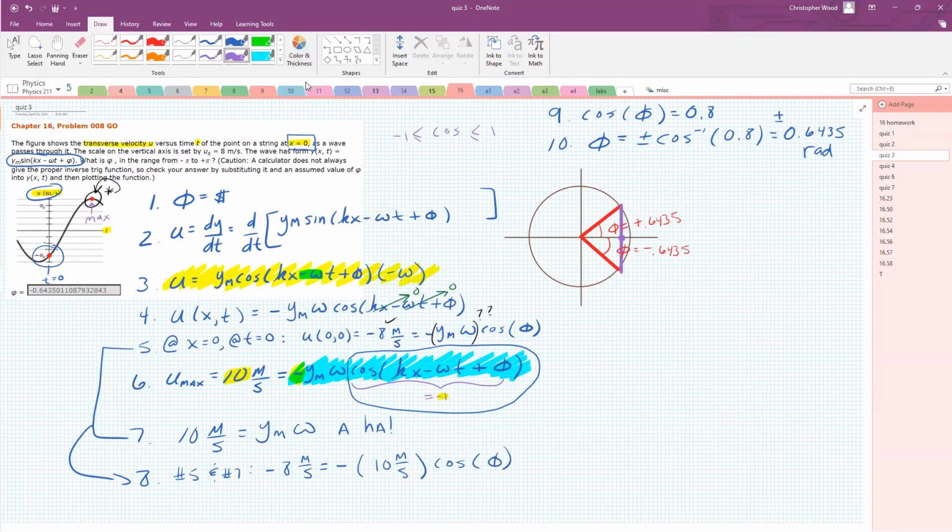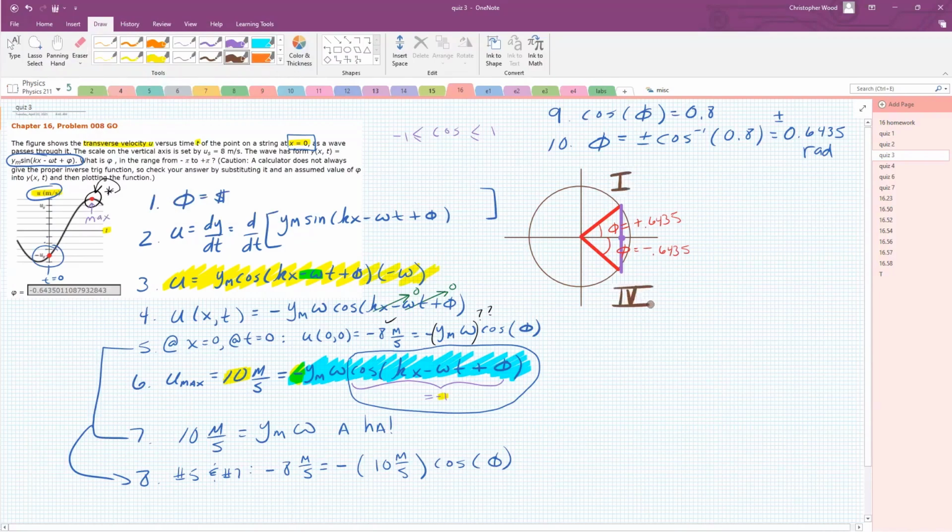All right, so which is it, plus or minus? Is this phase angle located in quadrant 1 or located in quadrant 4? So let's do some detective work. Here's a bit of detective work. This is a pretty common tactic to use, sort of like a slope test. All right, and in fact, they tell you caution: a calculator does not always give you the proper inverse trig function. So check your answer by substituting it.